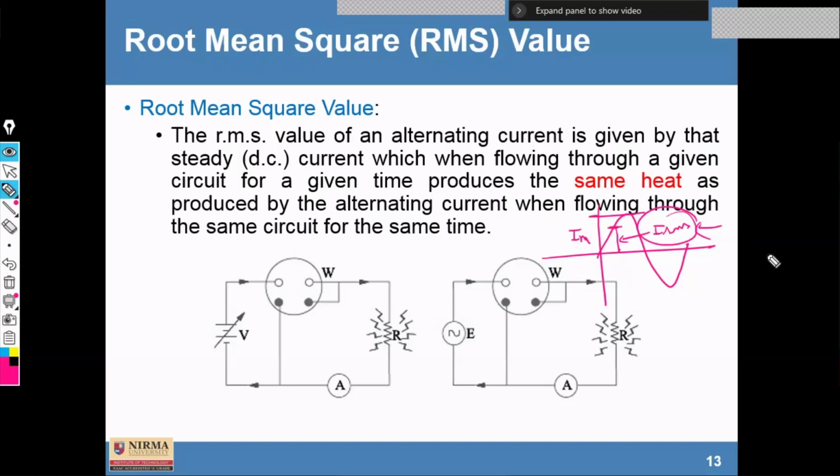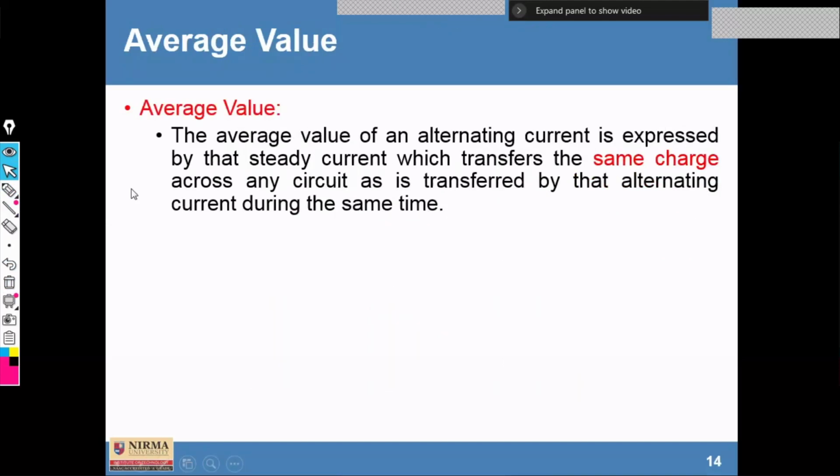No, sir. Okay, fine. So RMS value is a value when it produces the same heat when the different types of current flows, like DC current as well as AC current. Similarly, we can find average value also. So what is average value? The definition is same again.